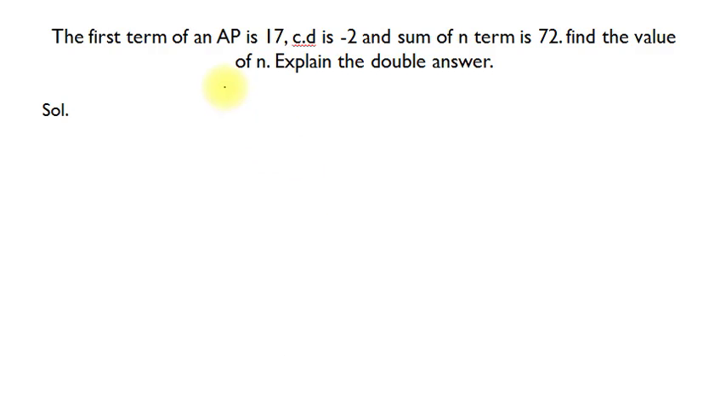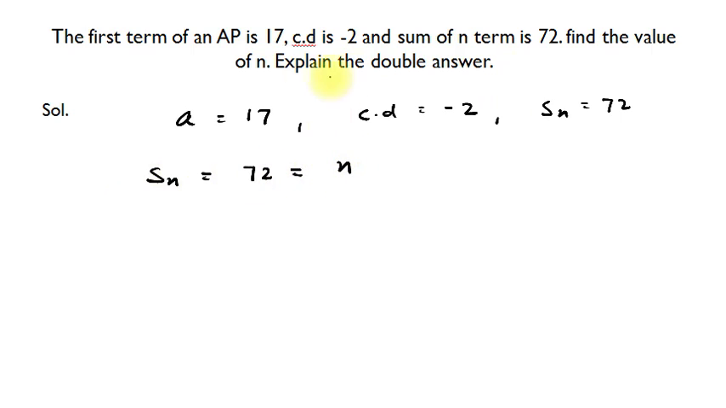The next one is: the first term of an AP is 17. So here a is given 17. The common difference is minus 2, and the sum Sn is given 72. Find the value of n, and explain the double answer. Now here Sn is equal to 72, and Sn is equal to n by 2 into 2a, 2 into a is 17, so 2 times 17, plus n minus 1 into d, and d is minus 2. So this is the overall equation.